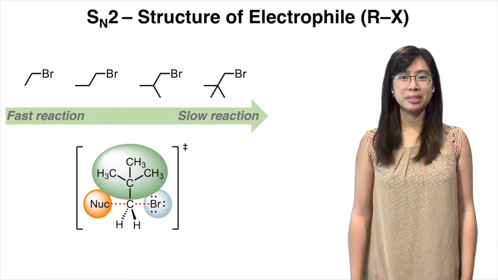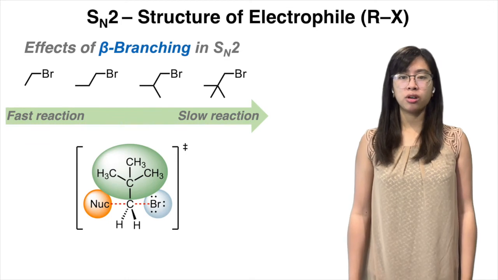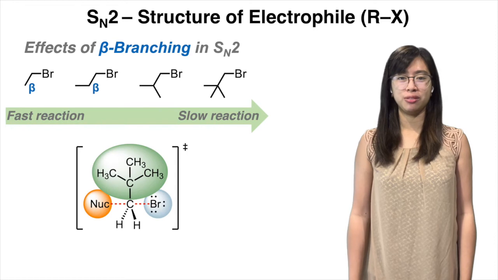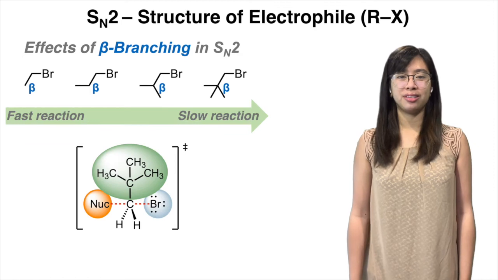Electrophiles in SN2 reactions are also sensitive to what's called beta branching, which essentially just means more carbons are connected to the beta position rather than the alpha position. If we compared all four of these substrates, technically each of their bromine leaving groups are bonded to primary carbons, making them all primary alkyl halides. However, they differ in the number of carbons bonded at the beta position.